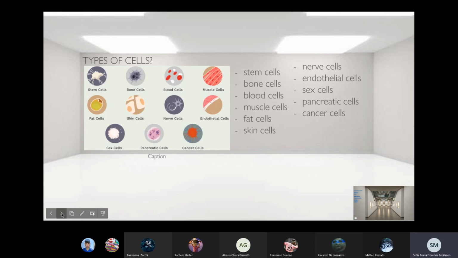Then there are the fat cells, which are also called adipocytes, and they are the main constituent of the adipose tissue. Then there are the skin cells, which are the cells that create our skin, and our skin is everywhere, going from our face to our hands to our legs, everywhere. Then we have the nerve cells, which are also called the communication cells, because these are the ones that communicate with the nervous system in our body.